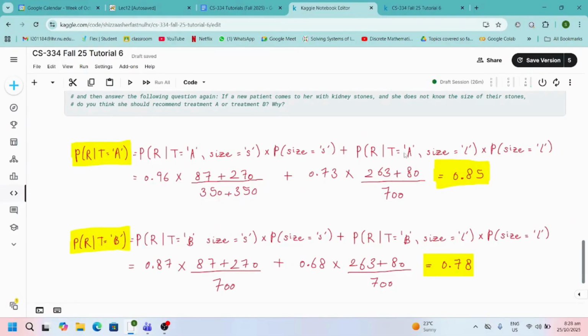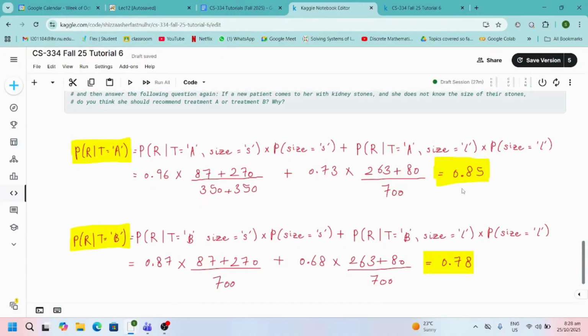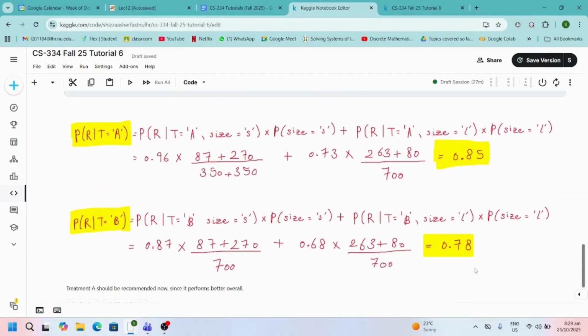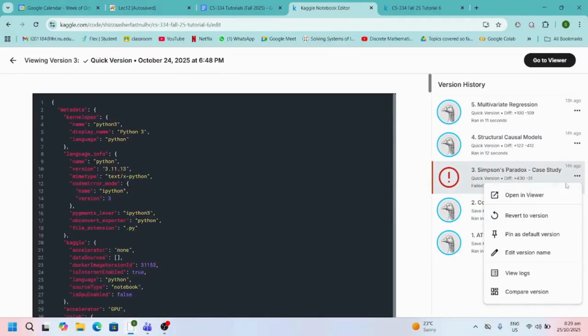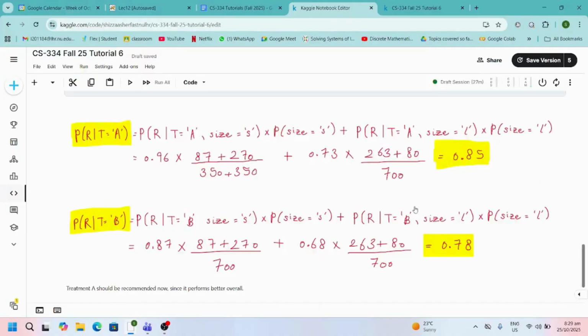You just have to plug in for every single entry over here. And so it comes out that the probability of recovery, given that the treatment is A conditioned on size is 85%, and the probability of recovery, given that the treatment is B, conditioned on size is 78%. So now I can confidently say that treatment A overall performs better. With that, let's move on to our Simpson's paradox notebook.